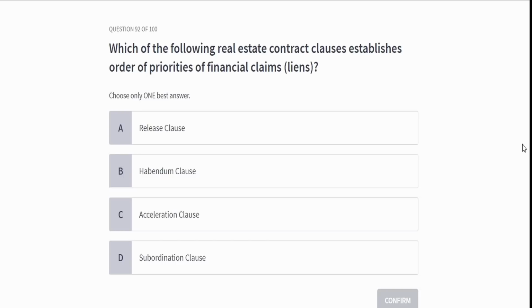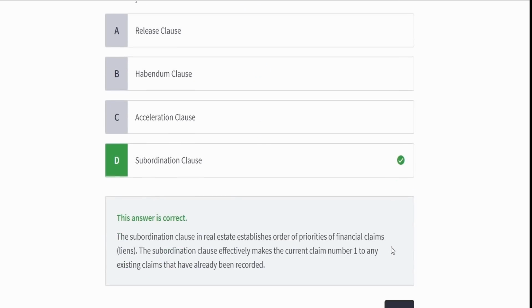Alrighty, so we're on question number 92, and we just asked, which of the following real estate contract clauses establishes order of priorities of financial claims? So what is our answer for that one? It is most definitely the subordination clause. It is D. So the subordination clause in real estate establishes orders of priorities of financial claims. The subordination clause effectively makes the current claim number 1 to any existing claims that have already been recorded.